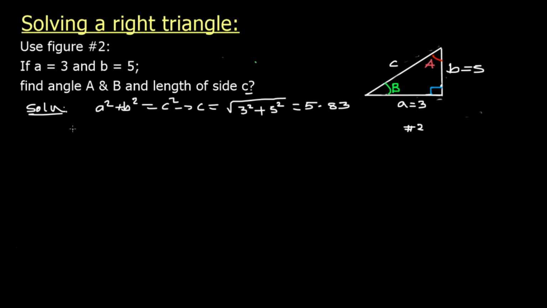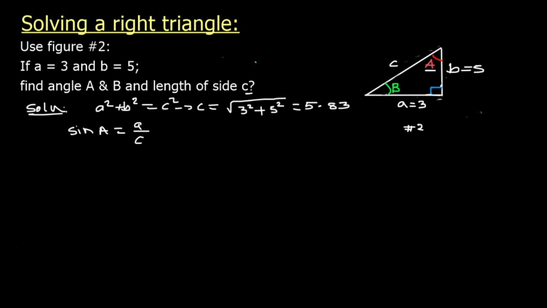Using, let's say, sine of angle, let's use this angle, angle A, equals the opposite side, which is A, over the hypotenuse, which we calculated as C. So this leads to sine A equals A over C. We need the angle, so what we can do is isolate the angle by taking the sine inverse. Let's just do that to save space here.